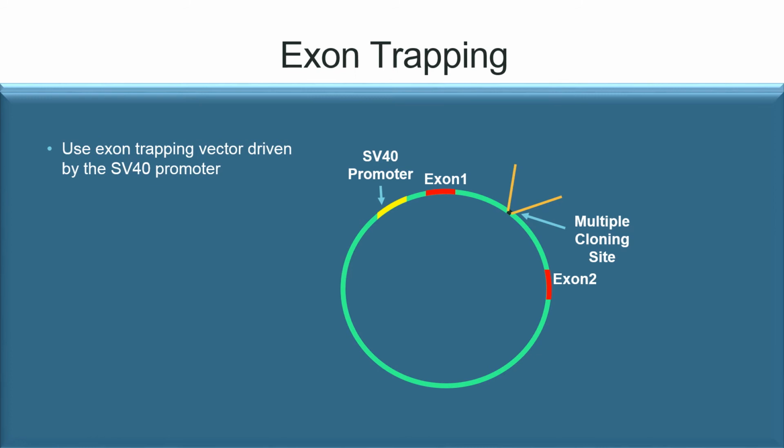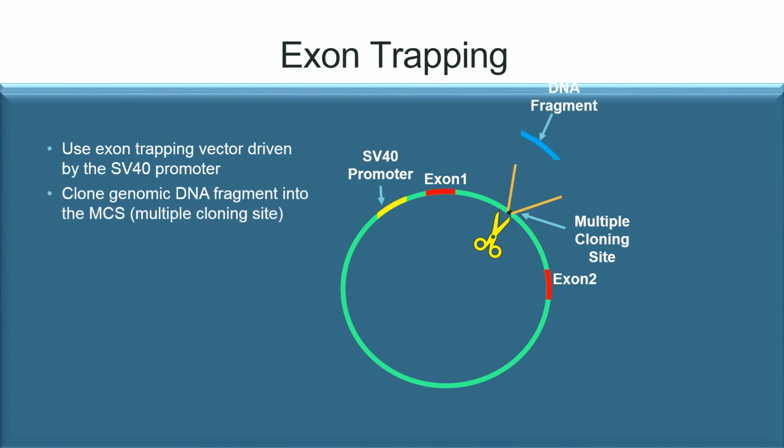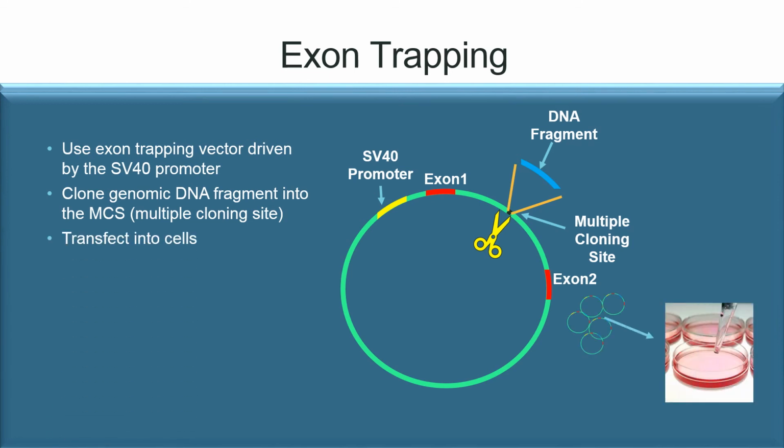This particular vector has a promoter site from the SV40 virus. It has two exons that are reporter exons, shown here in red, and then it has a multiple cloning site that can be cut with an enzyme and opened up, and a piece of foreign DNA can be inserted into that site. Then you take that piece of now linear DNA and make it circular again and transfect it into cells. The ones they used in this experiment were called COS cells, which are cells that use the SV40 to express genes.